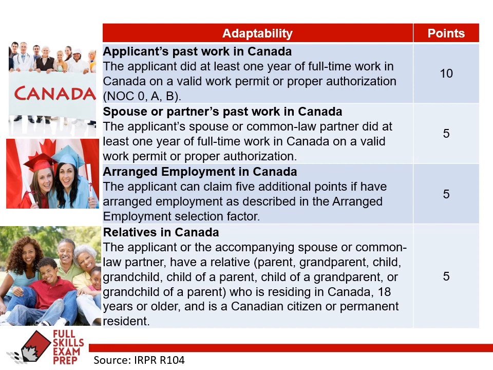The definition of relative, though, is defined in here, of course, to be a parent, grandparent, child, a grandchild, a child of a parent, so that would be a stepbrother or something like that, a child of a grandparent, so that would be an uncle or aunt, or grandchild of a parent. So that could be your sister's kid, for example. Okay, so that person would have to be residing in Canada, 18 years or older, and a Canadian citizen or a permanent resident, and that would be 5 points.